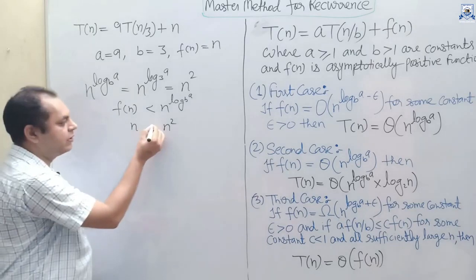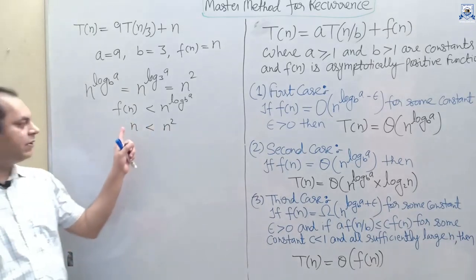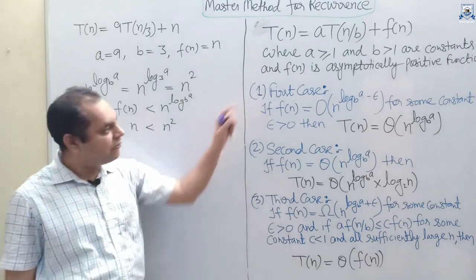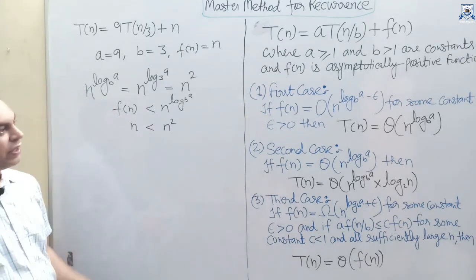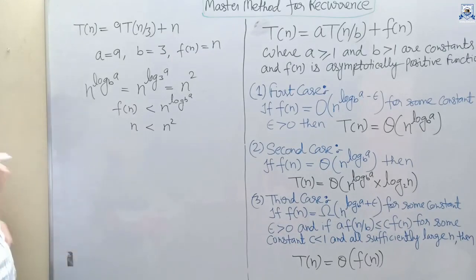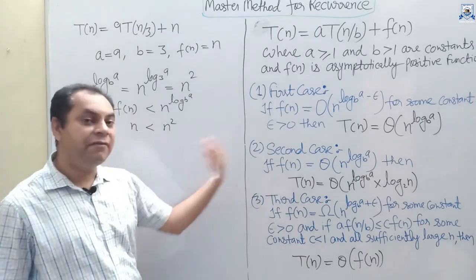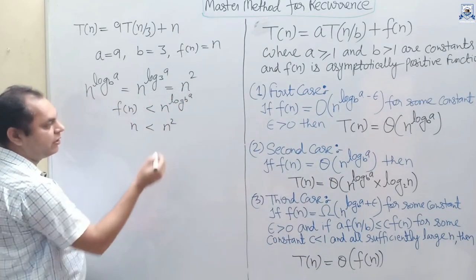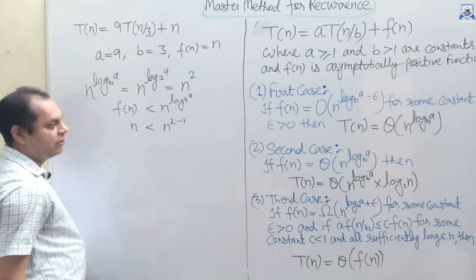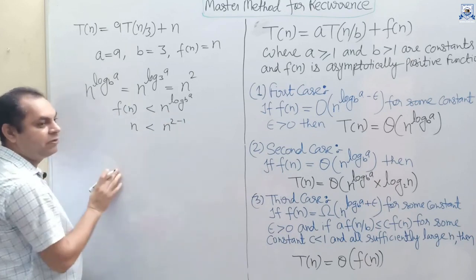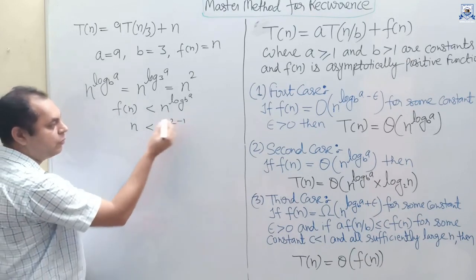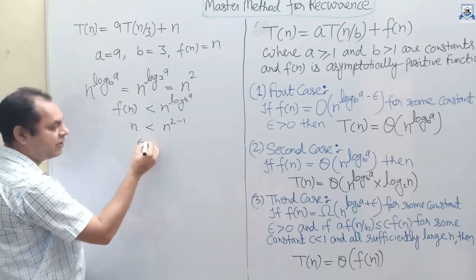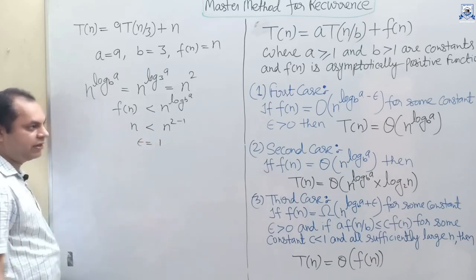Okay, so it is clearly visible that the value of n is always less than n square. So in our case, the first case is applicable. If I want to apply the first case, I have to find out the value of epsilon. What is the value of epsilon in our case? If I reduce 1 from this, then they will become the same order. So in other words, we can say the value of epsilon is 1 in our case.